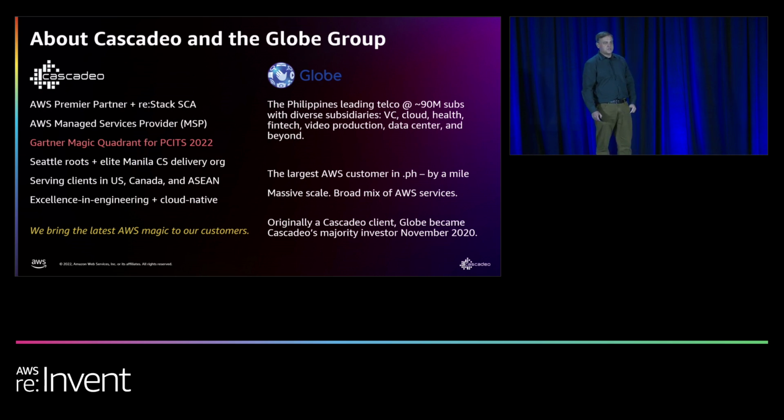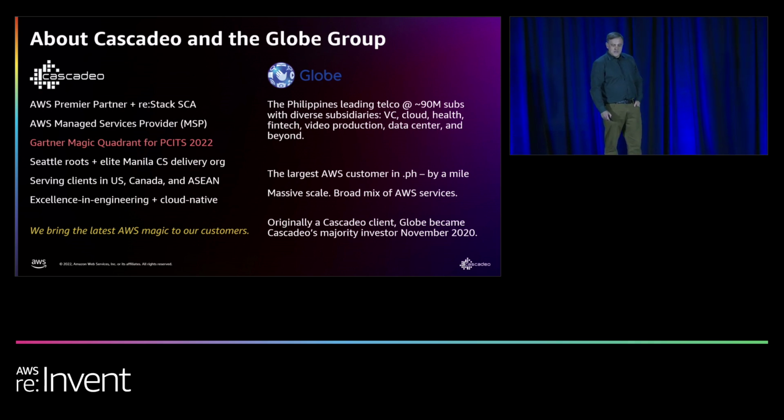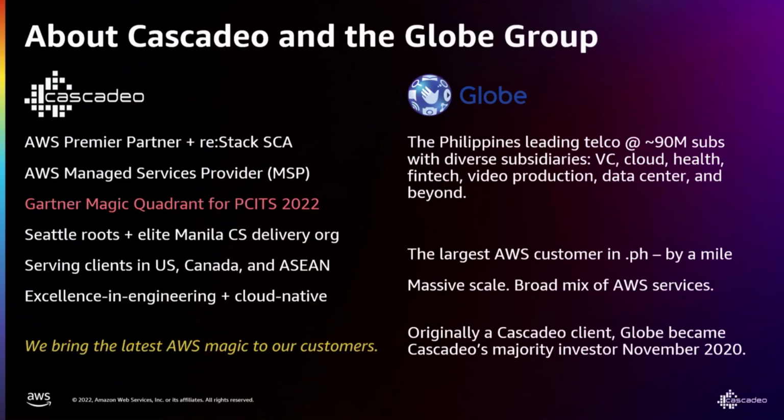And so a huge percentage of our professional services and managed services teams are in the Philippines. I guess the last thing I'd say, our major client, Globe Telecom, which is the largest telco in the Philippines, became our major investor 2 years ago. So they are by far the largest AWS customer in the Philippines. By a mile. They're an enormous consumer of all sorts of AWS services. We were brought in to help them with that because of our delivery capabilities there, and now they are our majority investor. So fantastic, cool company, about 90 million subscribers, so roughly Verizon scale.